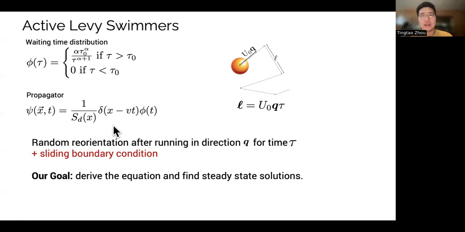And since we're talking about bacterial motion inside a catheter, which is a finite confined space, right? We're going to need a proper boundary condition. What we observe in real experiments is that the bacteria, once they hit the walls, are going to slide. They're going to basically just move along the wall. So we're going to impose a sliding boundary condition. And our general goal here, in terms of mathematics, is to derive the equation and find the steady-state solutions for these Levy swimmers.